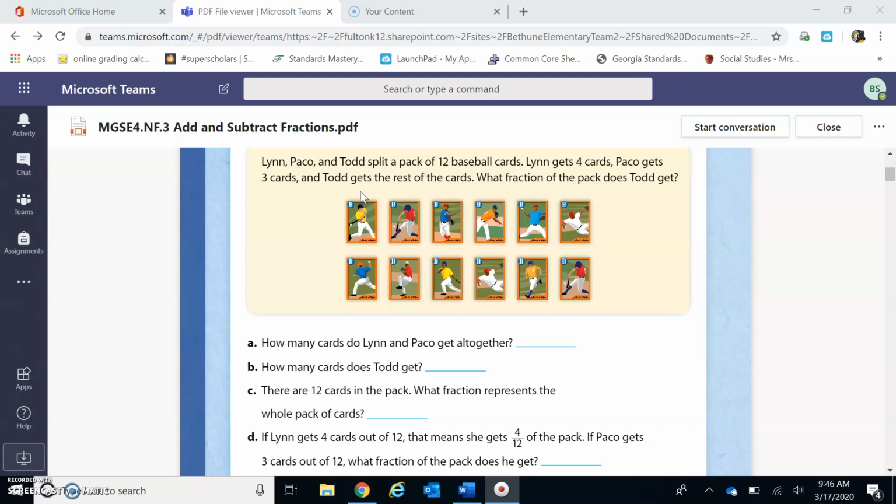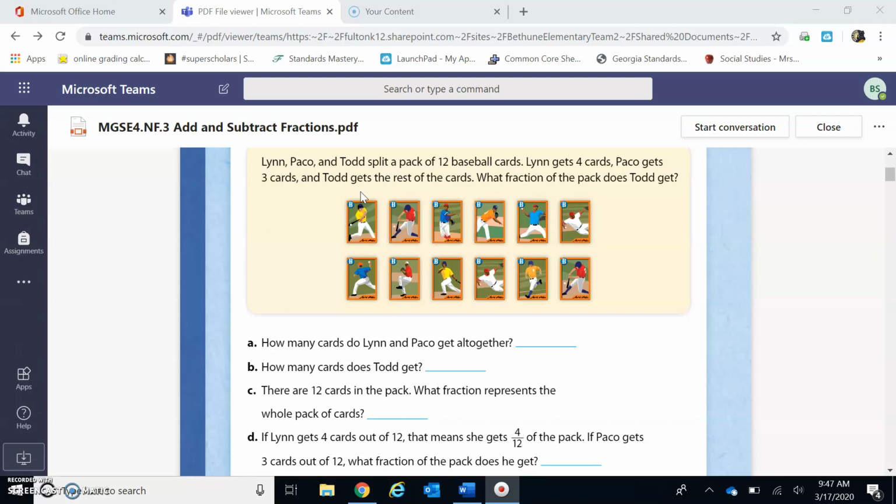All right, so let's think about this before we go any further and try to answer any questions. We need to figure out the most important information. We know there's 3 people. We know that they're splitting a pack of baseball cards. We know that Lynn gets 4 cards. So if we want to say, what fraction of the baseball cards does Lynn get? We can say 4/12.